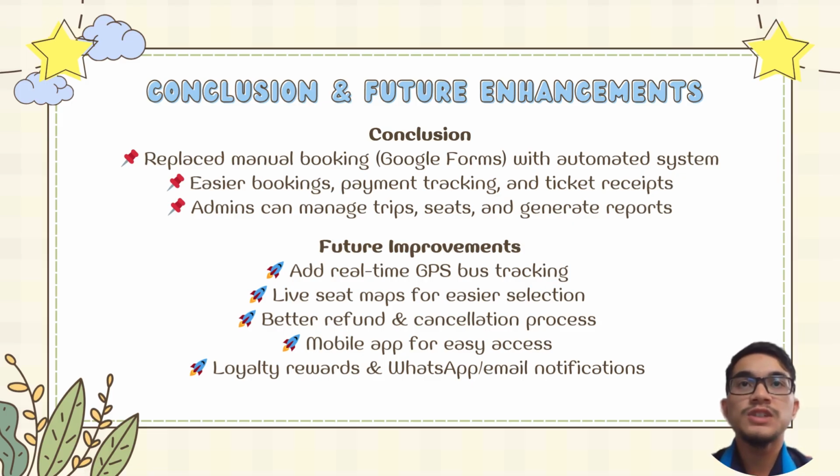Now, for the conclusion and future improvements. This new system replaces the old manual method using Google Forms. Now, everything is more organized and automated. Students can easily book tickets and get receipts, while admins can manage trips and view reports. But there are still things to improve. Right now, there is no live bus tracking or seat maps. Refunds and cancellations are not fully automatic, and the reports are quite basic.